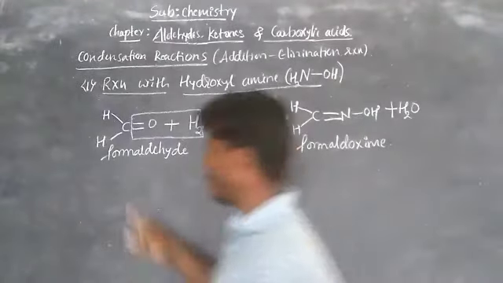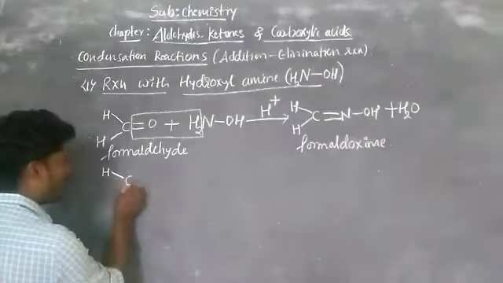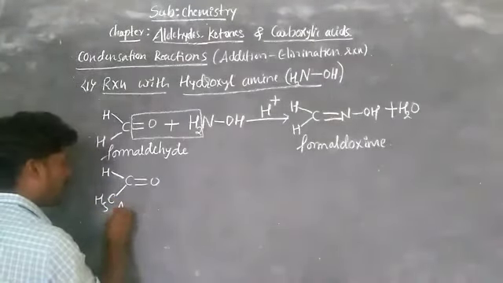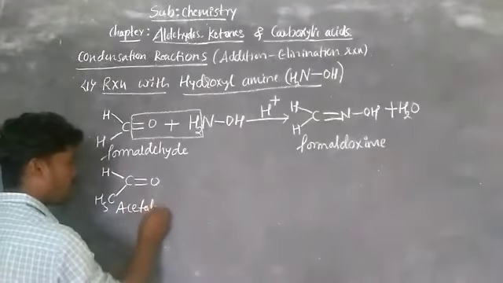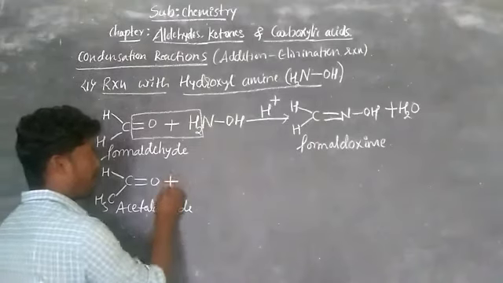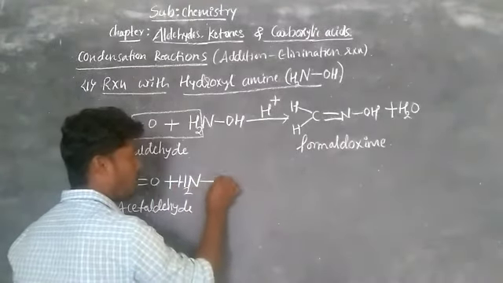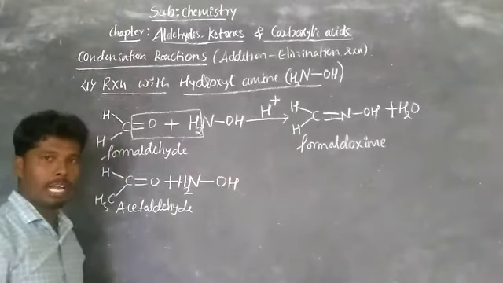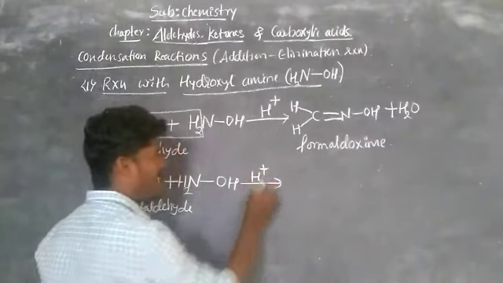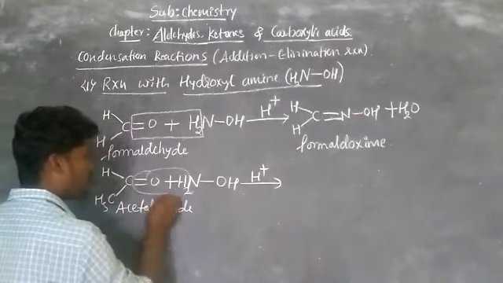Now similarly, in place of formaldehyde, take acetaldehyde. One more example for aldehyde. C double bond O bond CH3. This is acetaldehyde, right? Acetaldehyde plus NH2 and OH, because we are studying hydroxylamine reactions. The reaction is carried out in acid media. Here also these two hydrogens and this oxygen become water.